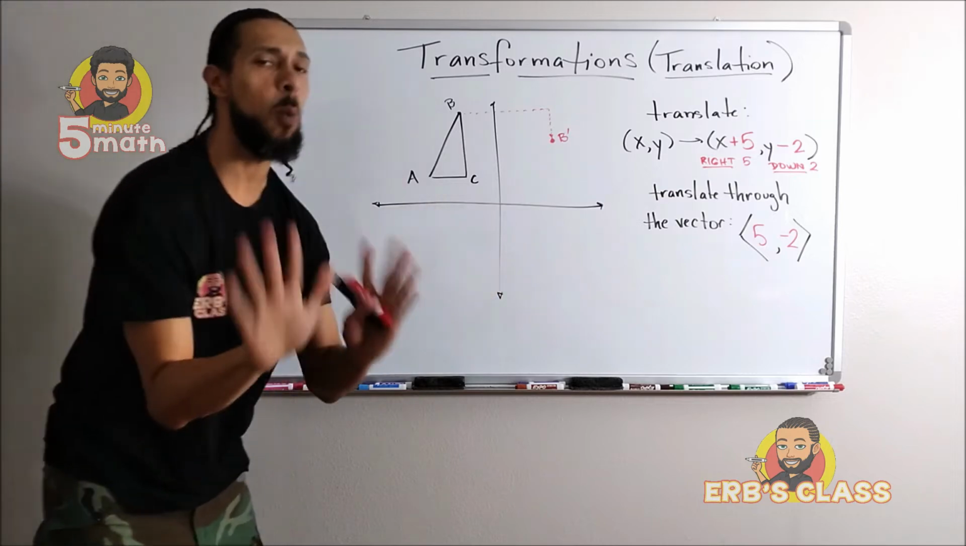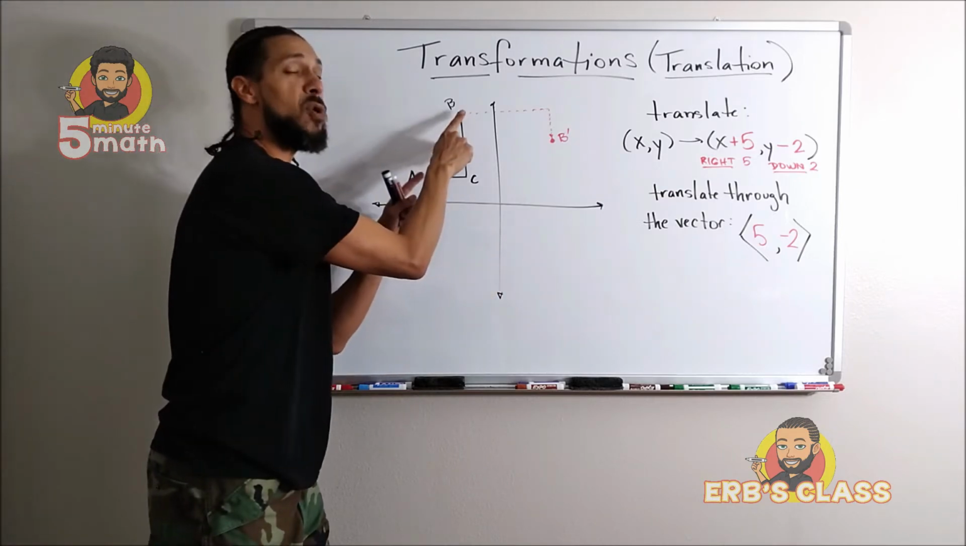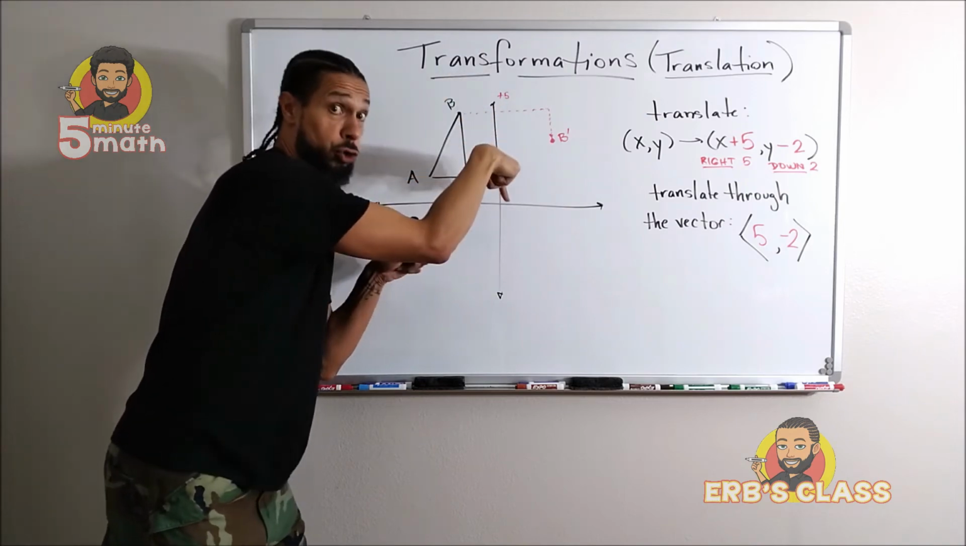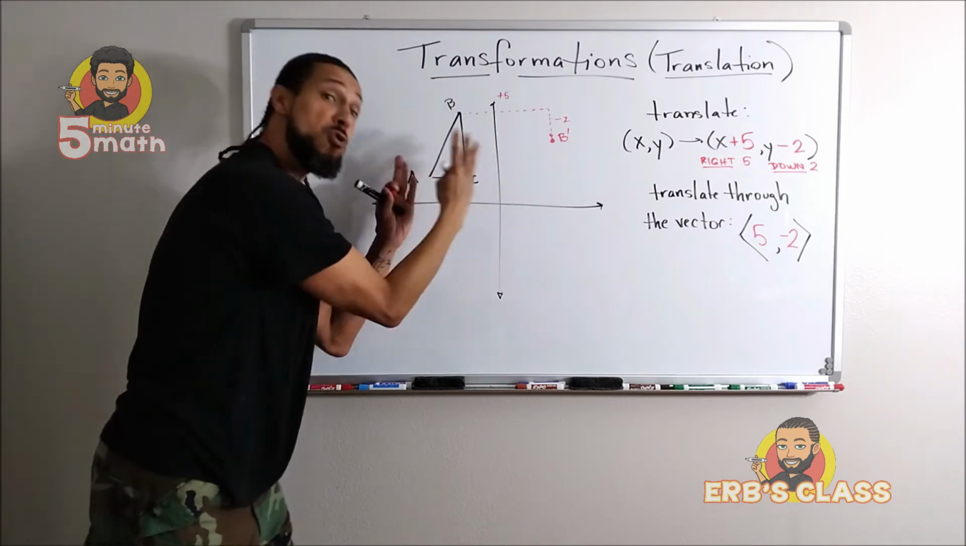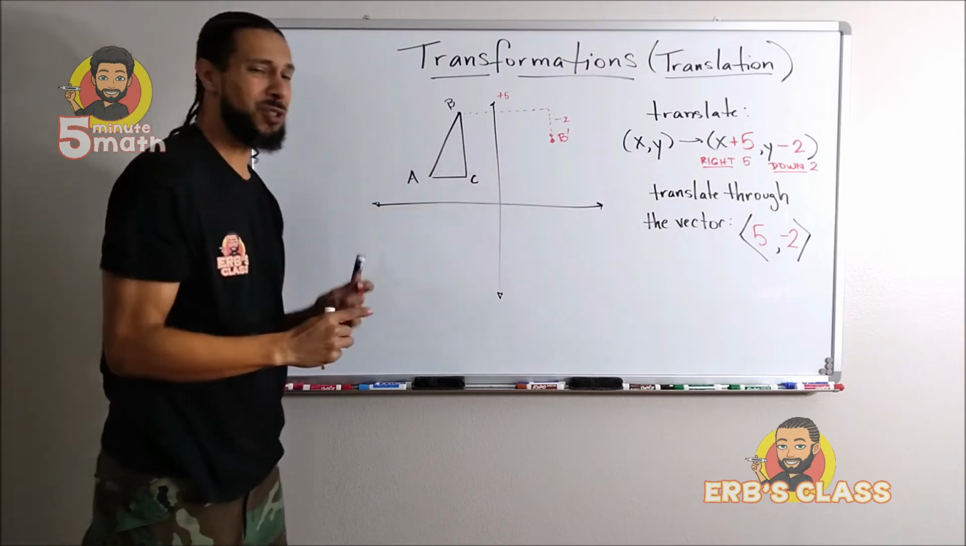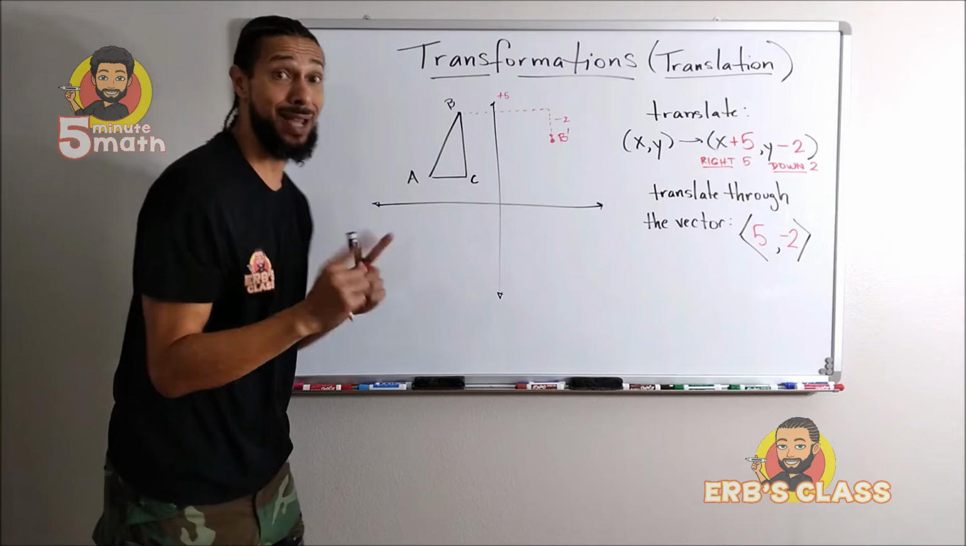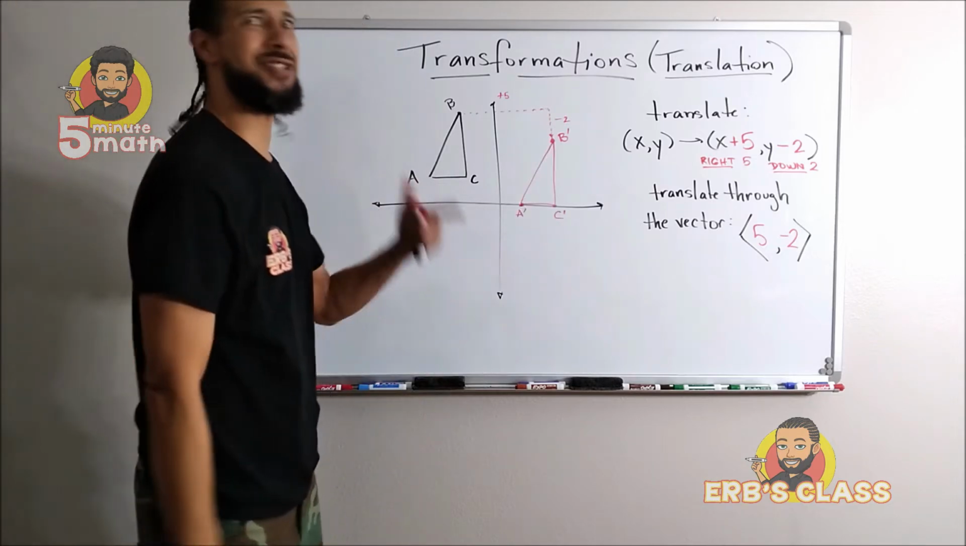So I started with 1 point just so we can get a hang of this. I move to the right 5 spaces. And then I move down 2. And that gives me my new B or B prime. So what I'm going to do now is do exactly the same thing with the other 2 points. Like this. Yes! Just like that.